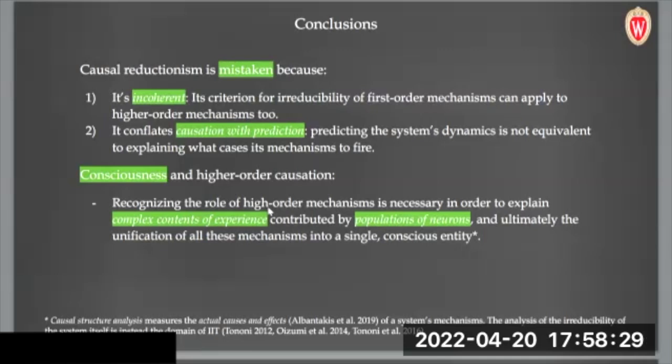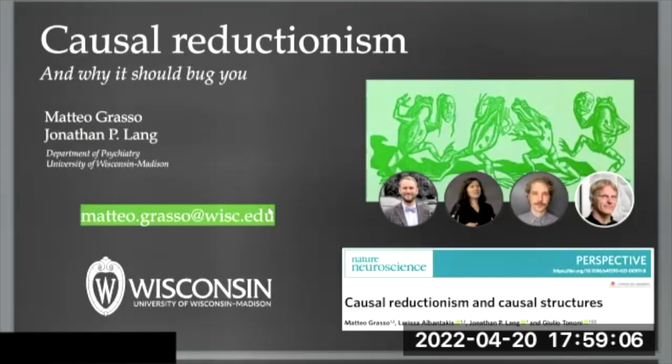In the paper, we just show this part of causation, but a connection with IIT shows that recognizing the role of high order mechanisms is necessary in order to explain complex contents of experience that are contributed by populations of neurons. For instance, one neuron in my visual cortex and one in my auditory cortex may form a high order mechanism. Ultimately, this may explain the unification of all these mechanisms into one single conscious entity. However, this is the part that IIT deals with, and the calculation is a little different. So please check the paper if you're interested in more.